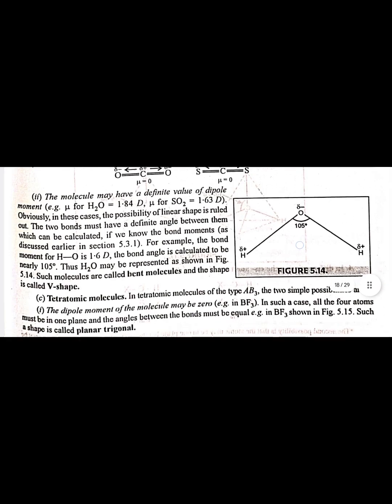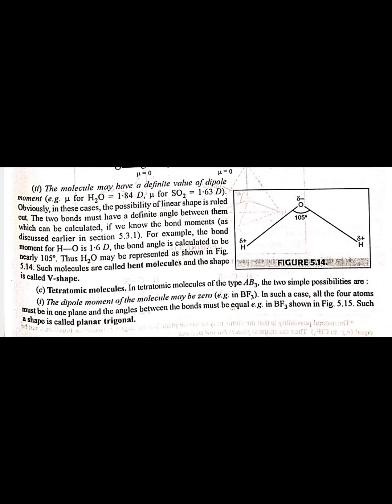A. Diatomic molecule. A diatomic molecule is always linear irrespective of its dipole moment. B. Triatomic molecule. In a triatomic molecule of the type AB2 there are two possibilities. Number 1, the dipole moment of the molecule may be zero, as in the case of CO2 and CS2. This shows that in these molecules one bond moment is equal and opposite to the other, hence the molecule must be linear.